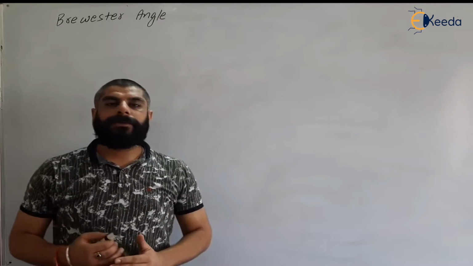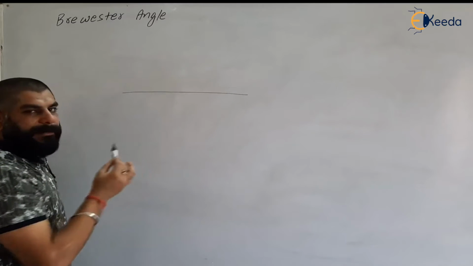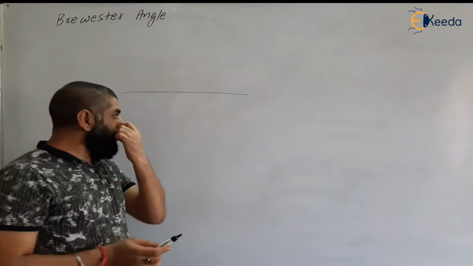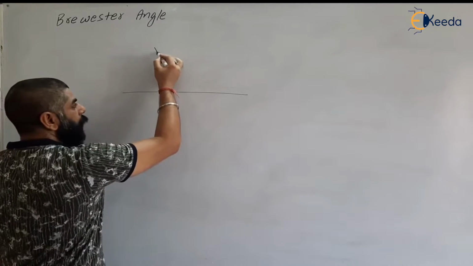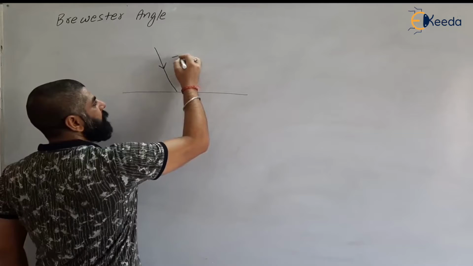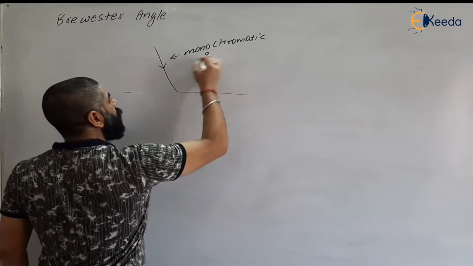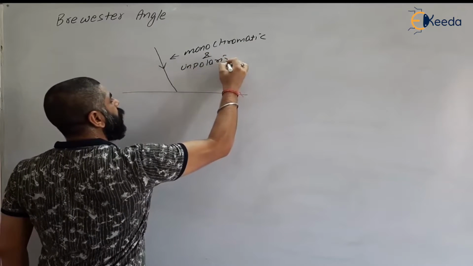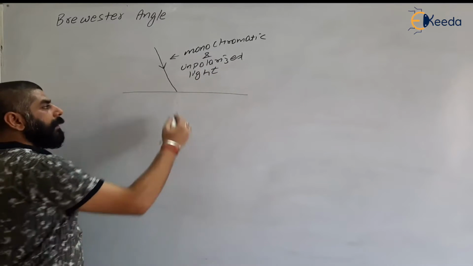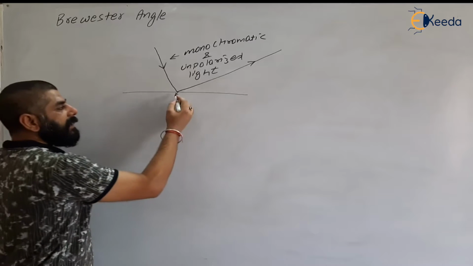Now we are talking about the Brewster angle. When light falls from one medium to another, some of the light is reflected and some is refracted. That causes the reflection loss. But if the incident light is monochromatic unpolarized light, then after reflection the reflected light will be polarized or partially polarized, and some is refracted.